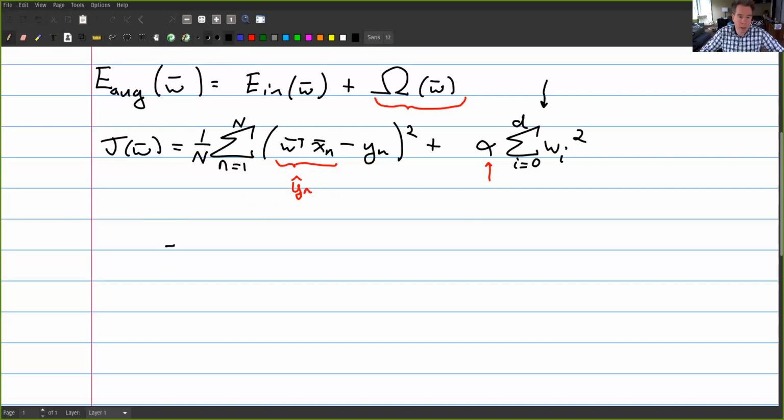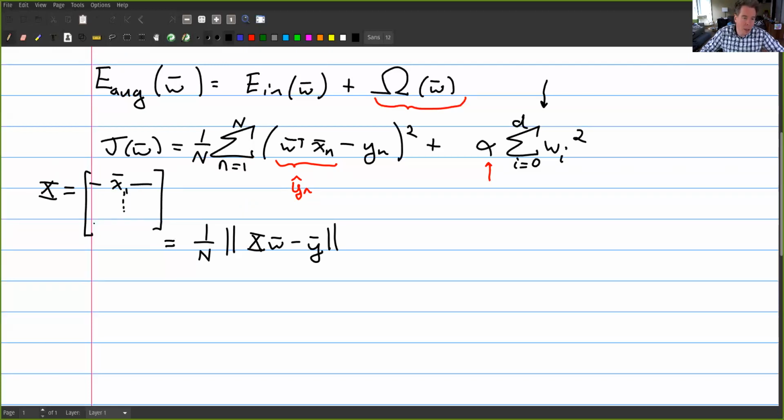First I'm going to rewrite this initial part as 1 over n times the norm squared of xw minus y bar. This x is the matrix whose rows are these little x's, and this vector y is the vector of true values here. And down here is xn. Okay, and there's a square here. So let's quickly argue for why this is right.